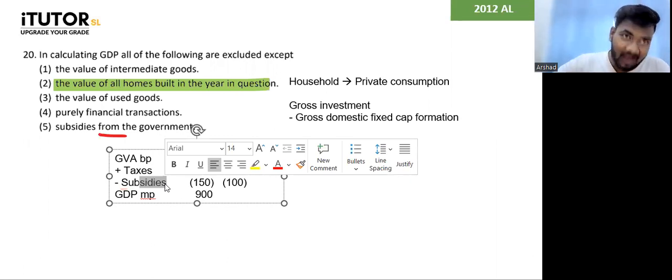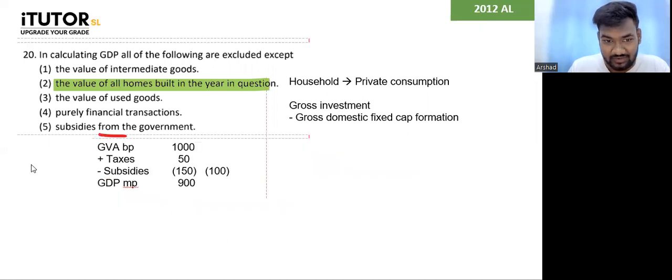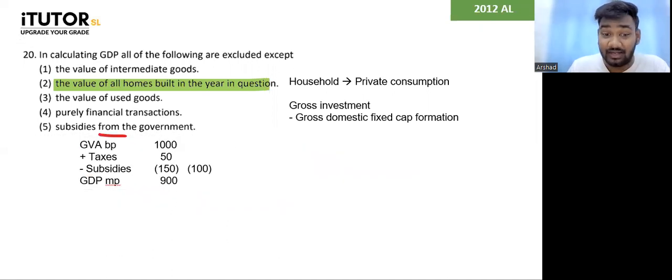Yeah, if you go from market to basic, the other side, then you add subsidies, fine. Okay, that's fine. Then what is the fourth one, guys? The fourth one, some of you will ask me, why isn't this included?